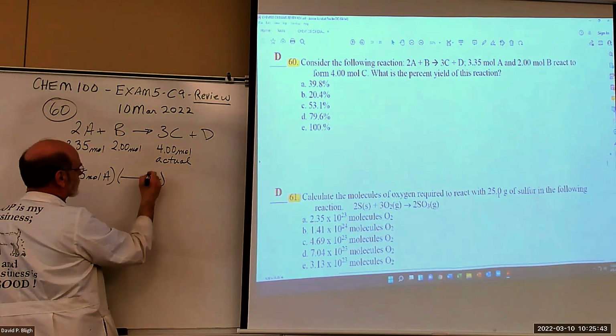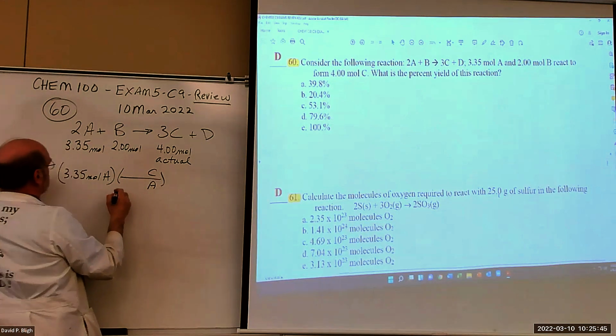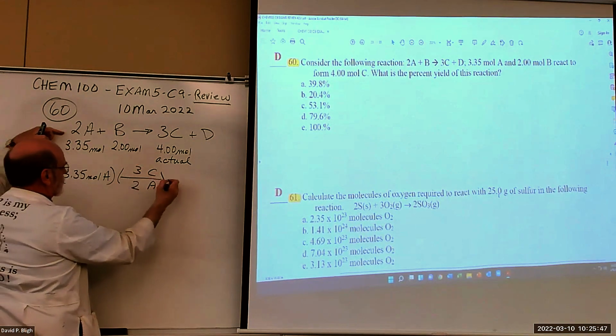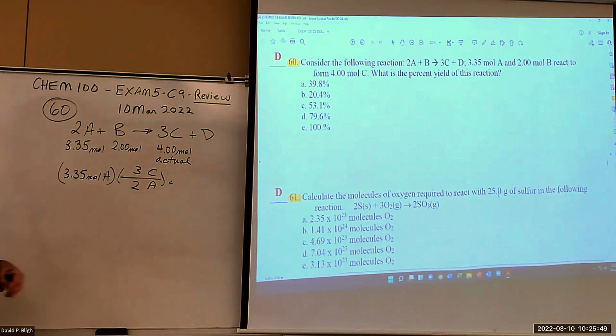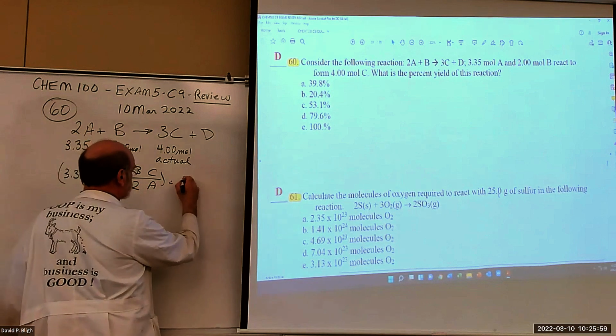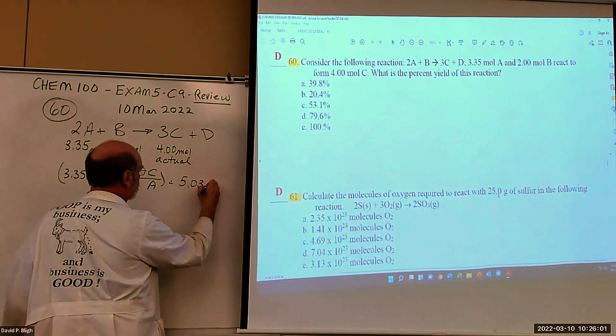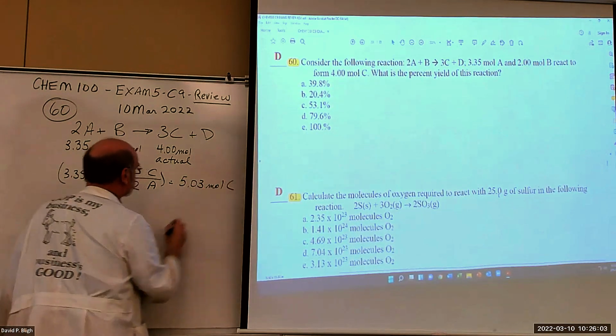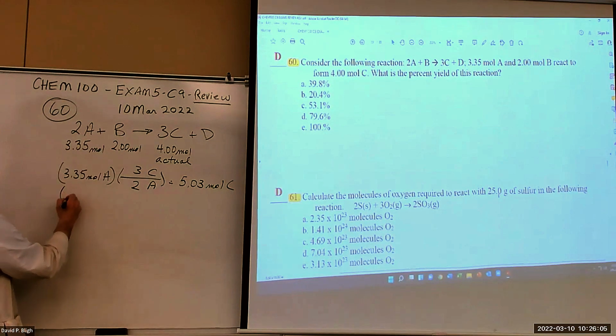So moles of A produces C, that's 2 and 3. So 3 halves of 3.35 would be 5.03. So this would produce 5.03 moles of C. How about B?